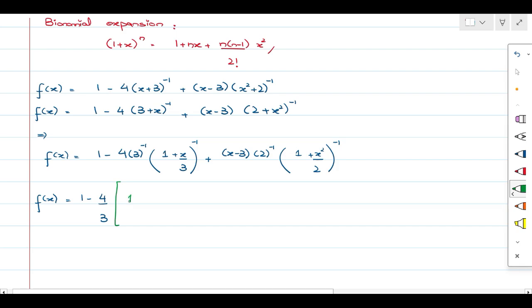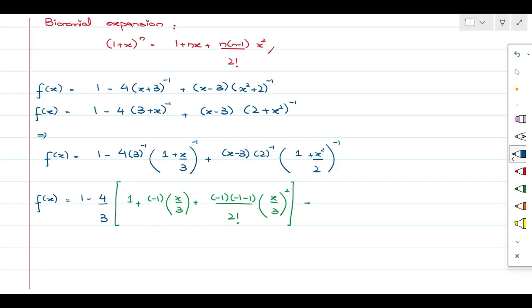Okay, so let me apply this binomial expansion. So we have 1 as it is plus n times the x term plus n minus 1 divided by 2 factorial into x square, meaning x plus 3 whole square, till x square term. This is your constant, x and x square term, right?